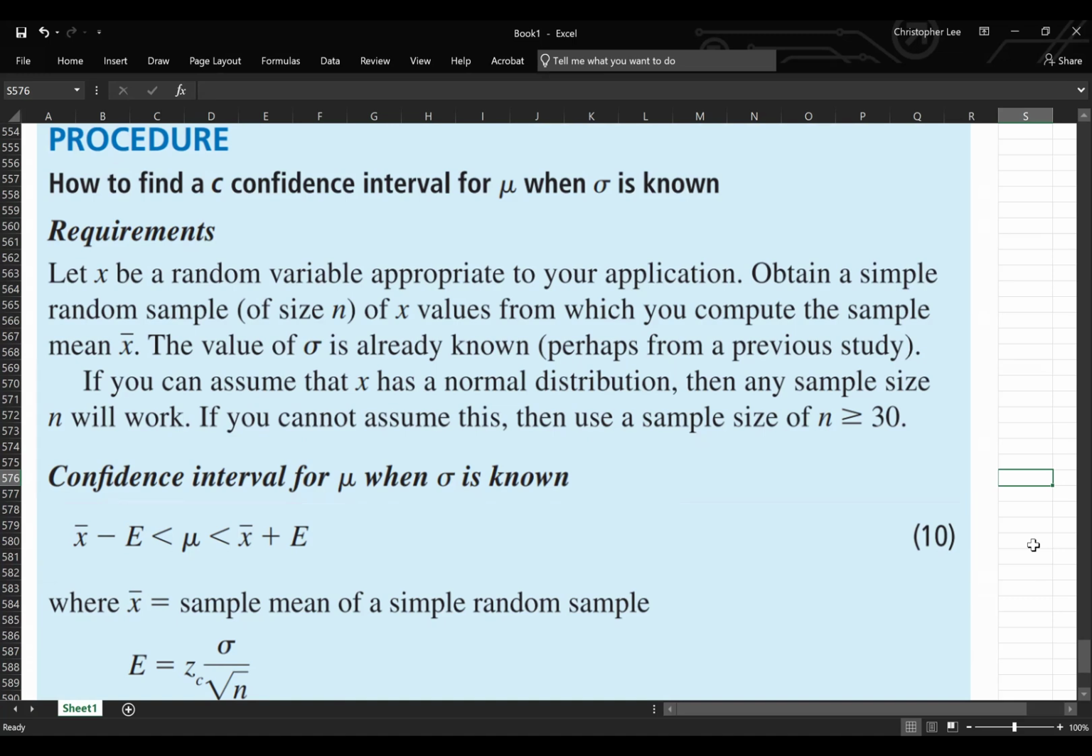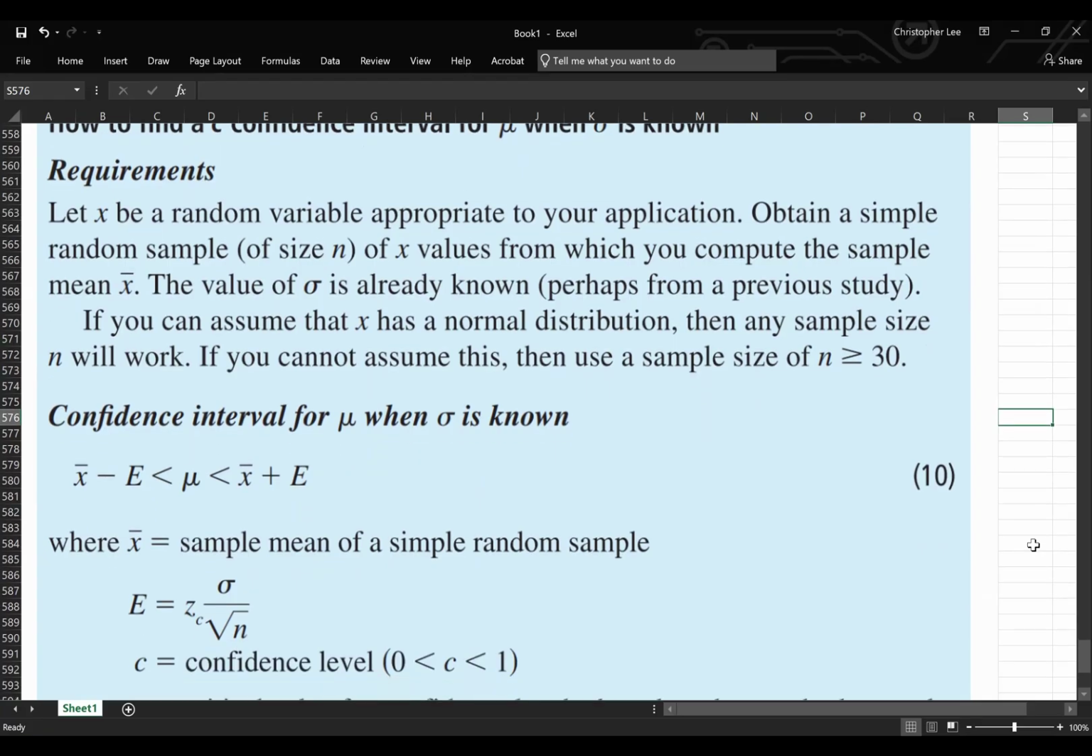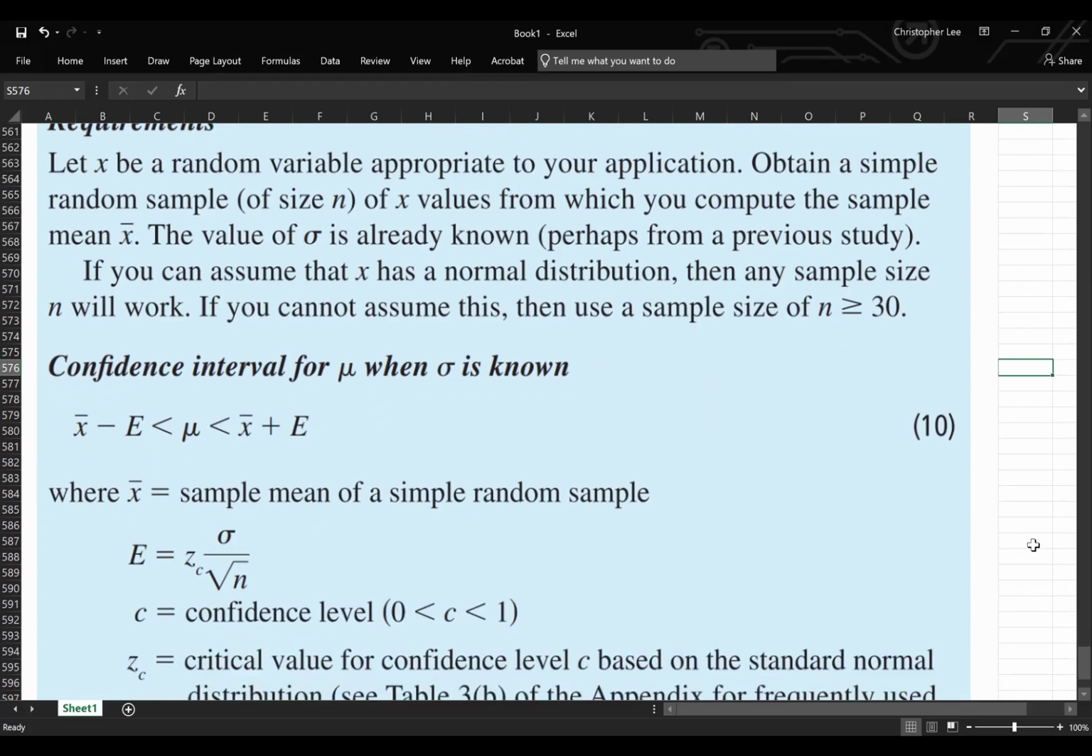Here's your steps, right? How to find a confidence interval for mu when sigma is known. Requirements: let X be a random variable appropriate to your application. Obtain a random sample of size n of X values from which you compute the sample mean X bar. The value of sigma is already known, perhaps from a previous study. If you can assume that X has a normal distribution, then any sample size n will work. If you cannot assume this, then the sample size has to be n greater than or equal to 30.